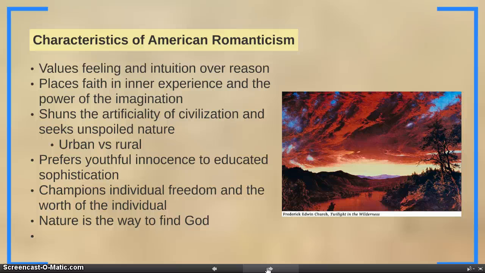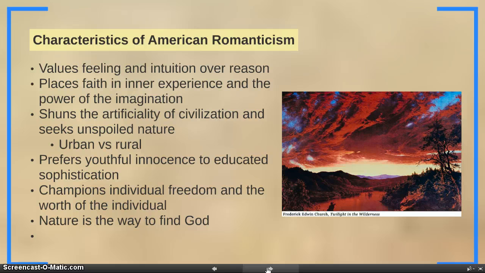And so it places faith in our inner experiences. What have we done? What have we experienced? What can we imagine? That's what's important. Not, here's how you do X, Y, and Z, and to do X, Y, and Z, you need to follow steps A, B, C, and D before you can start step X, right? Who are we? What have we experienced, and what is the power in that?